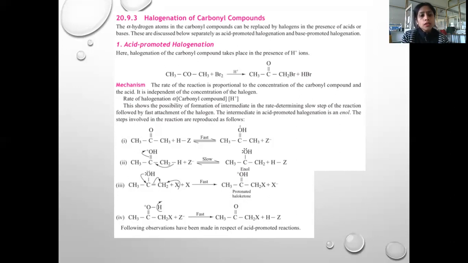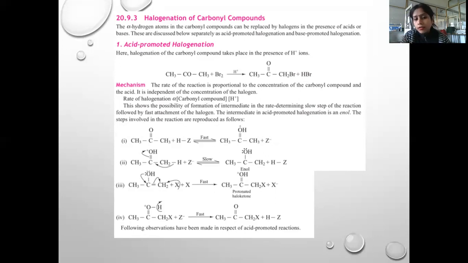So the intermediate in this reaction is an enol. And the steps involved we will see now. The first step, if you see, is the simple attack of this halogen, and that is a fast step. Then in the second step, if you see very carefully, an enol is being formed, and in the next step this halogen is adding. When the halogen is adding, that is not a slow step at all. It is a fast step, and then it rearranges and gives the product.